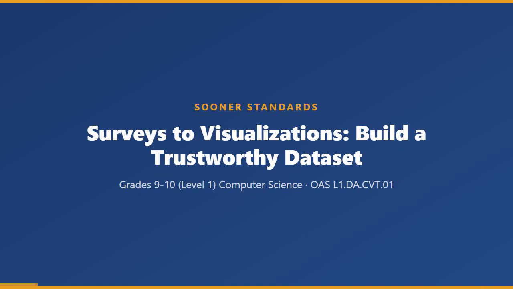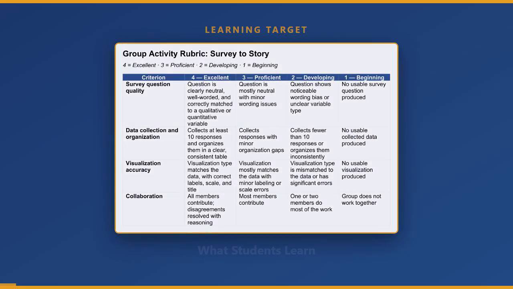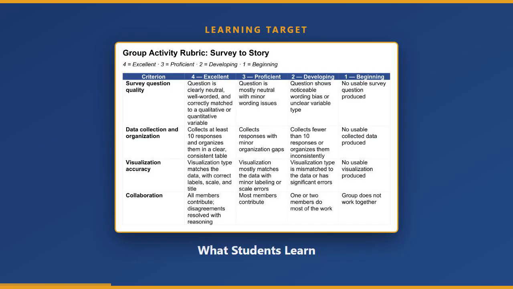From Sooner Standards, Surveys to Visualizations: Build a Trustworthy Data Set, a complete Grades 9 to 10, Level 1 Computer Science unit for Oklahoma Standard L1.DA.CVT.01. Students learn to use tools and techniques to locate, collect, and create visualizations of small and large-scale data sets and explain how their choices affect whether the results can be trusted.